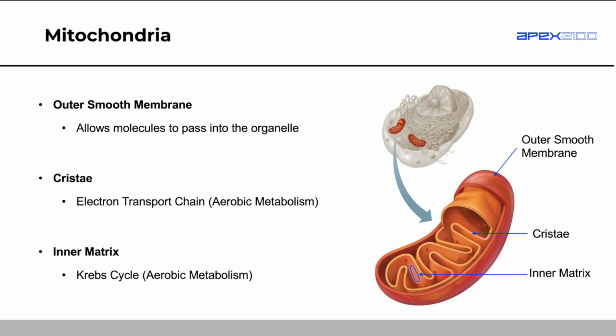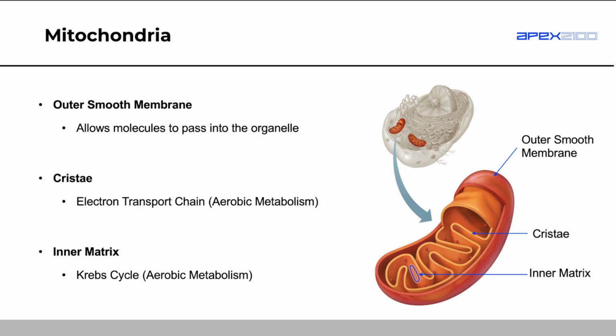So looking specifically at a mitochondria, we need to know a few important features on this organelle as well. So, specific parts of the mitochondria. Firstly, the outer smooth membrane. This membrane encloses the mitochondria, creating the barrier between the mitochondria and the cytoplasm that it's floating around in, and it allows small molecules to pass into the mitochondria when they need to.